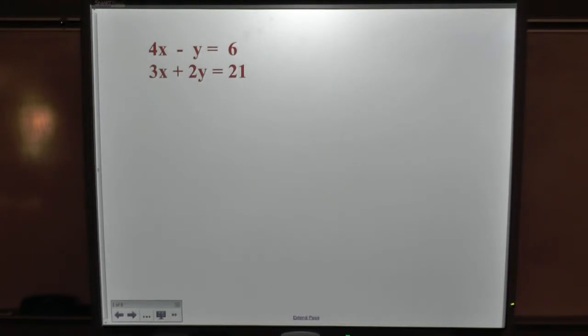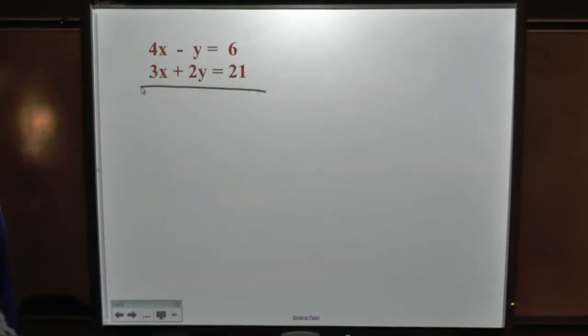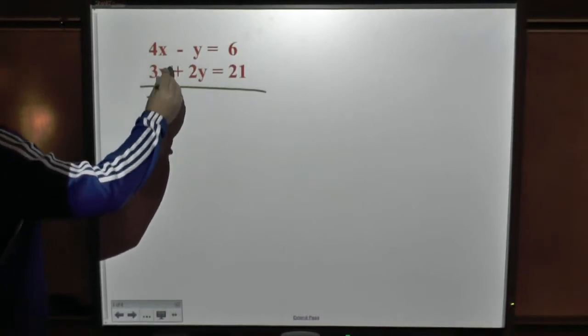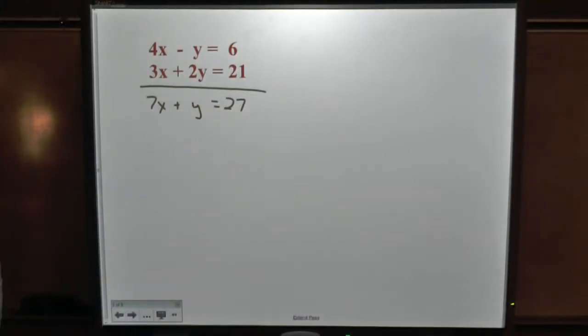As we look at this, the first thing you look for, again, first rule, is it in standard form? Ax plus By is equal to C. And they are. So that's a good idea. So once you know that, the second thing you try to do, you try to add straight down. Well, if we add right now, you get 7x plus y is equal to 27. At no point do we eliminate a variable. Right, so that's where we have an issue.